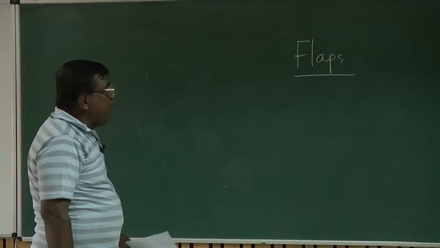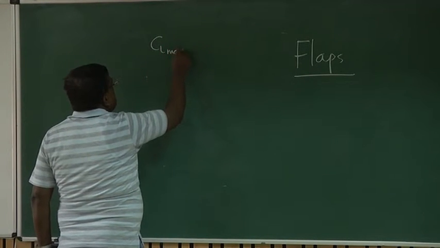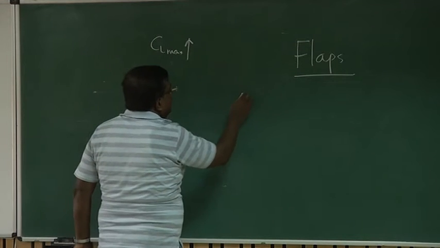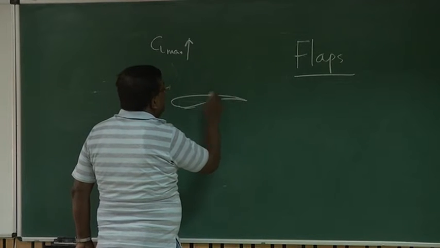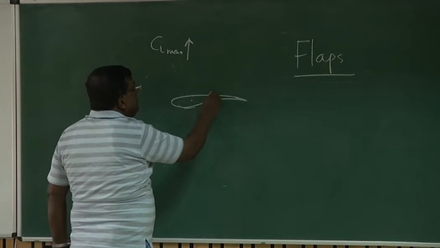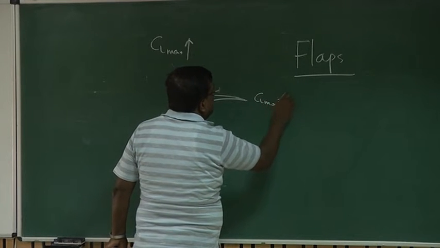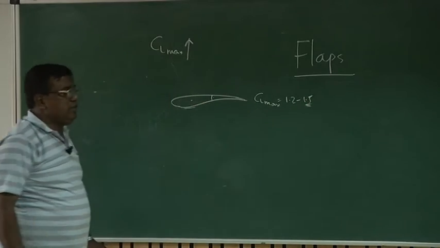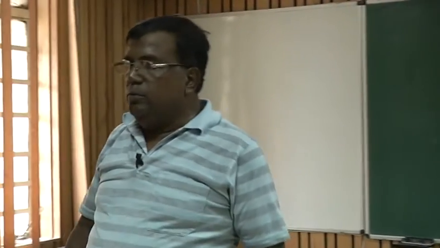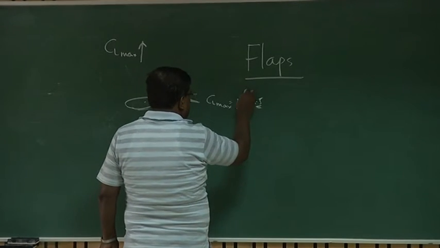What is the purpose of flap? Purpose is I want to increase CL max. Typically, if we take a normal wing, the CL max is in the range of 1.2 to, let's say, 1.5. A little bit high, but yes, you can customize it. As a designer, we do not take more than 1.2. So preferably, I will prefer the number 1.2 because yes, a schematic number.